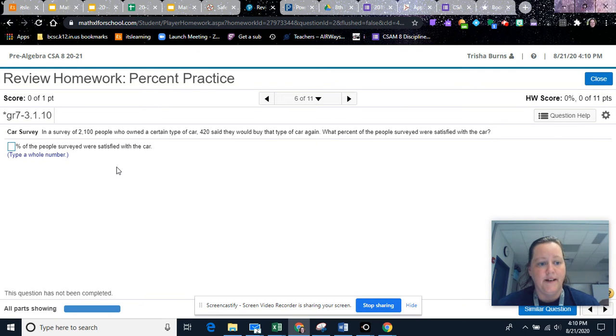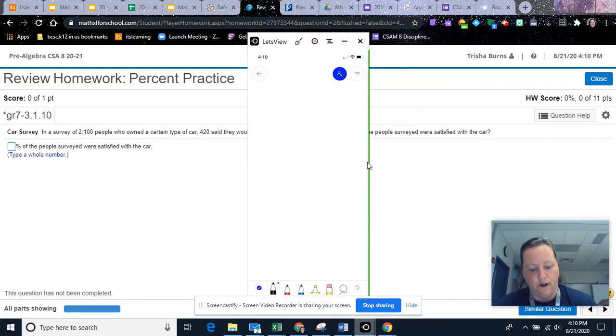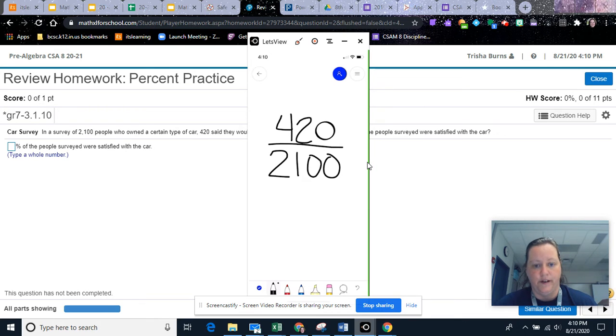My number 6 says, in a car survey of 2,100 people who owned a certain type of car, 420 said that they would buy that kind of car again. What percent were satisfied with the car? Altogether, there's 2,100 people, and 420, if they're going to buy the car again, they are obviously satisfied. So that would be your top number. So 420 out of 2,100. And then you would put that in your calculator, 420 divided by 2,100, and that would give you the answer.